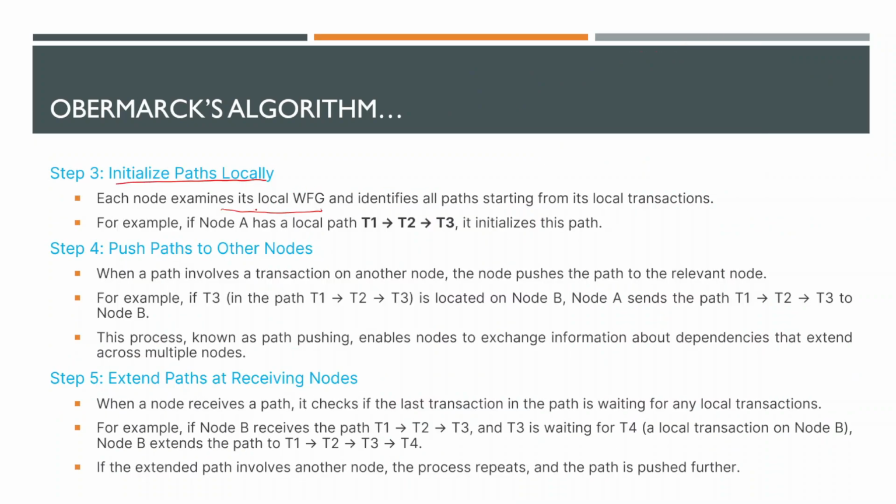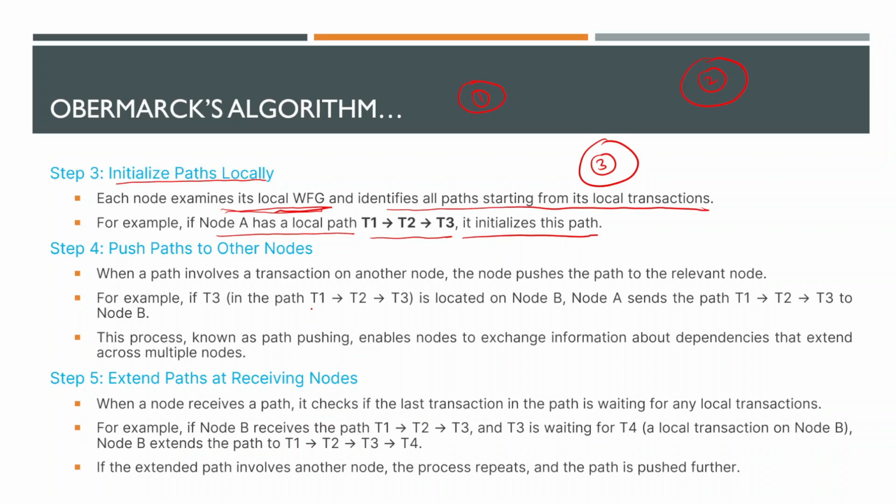So in step number 3, every node examines its local WFG and identifies all paths starting from its local transactions. For example, suppose node A has a local path in which transaction T1 depends on T2 and T2 depends on T3. Now, this is node 1, this is node 2, this is node 3.